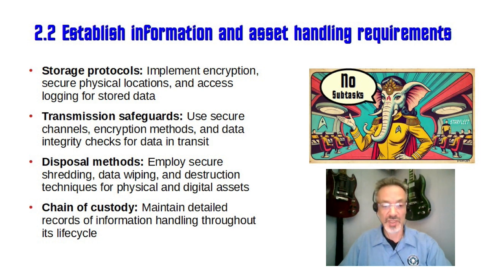4. Chain of custody. This involves maintaining detailed records of information handling throughout its life cycle. For the CISSP exam, understand that chain of custody is about accountability and traceability, key principles in information security. Remember, these areas are interconnected. For example, the chain of custody applies to data in storage, in transit, and during disposal. The CISSP exam may present scenarios where you need to consider multiple aspects of handling requirements.